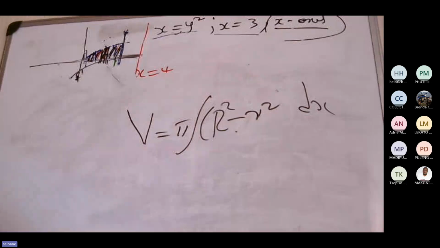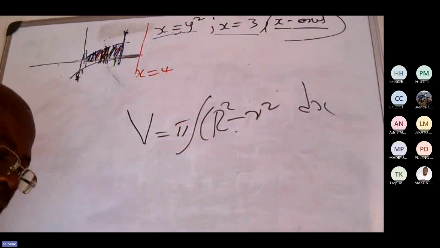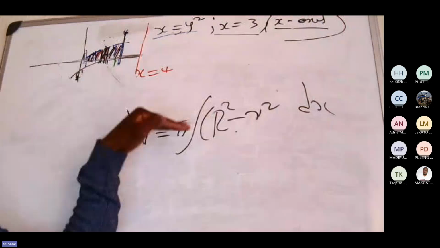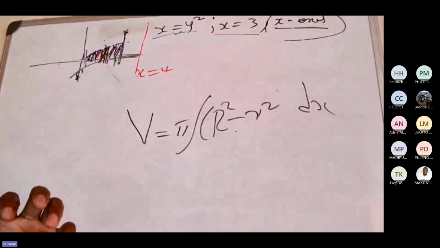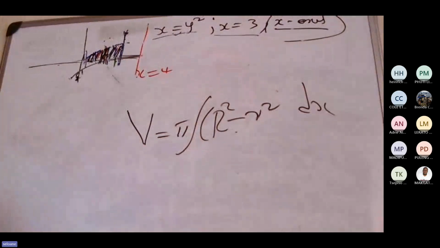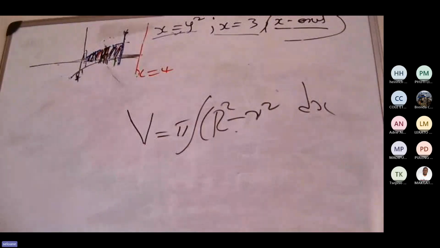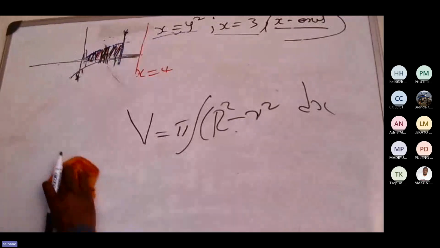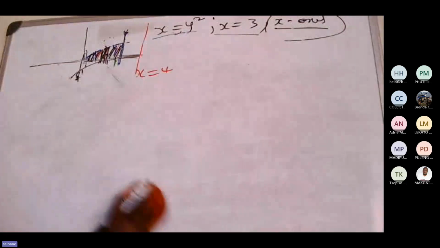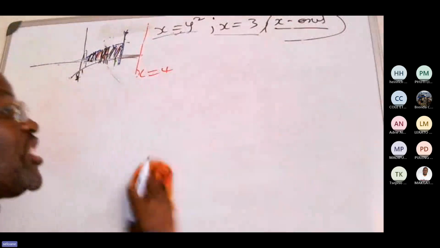Why call it the shower method? Do you know what it is called? When you cut this, it resembles a shower. It's just a disc, but with a hole inside. Hopefully that makes sense. Then you cut it perpendicular. Now the other method is what is called the shell method.